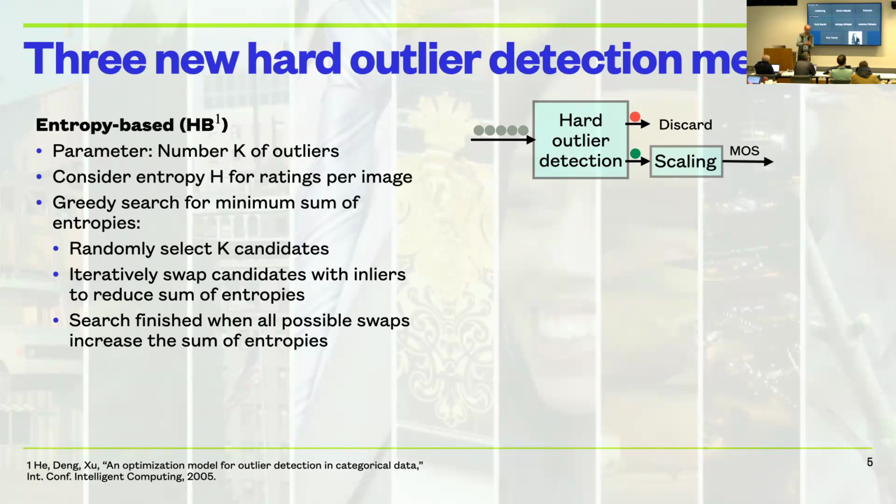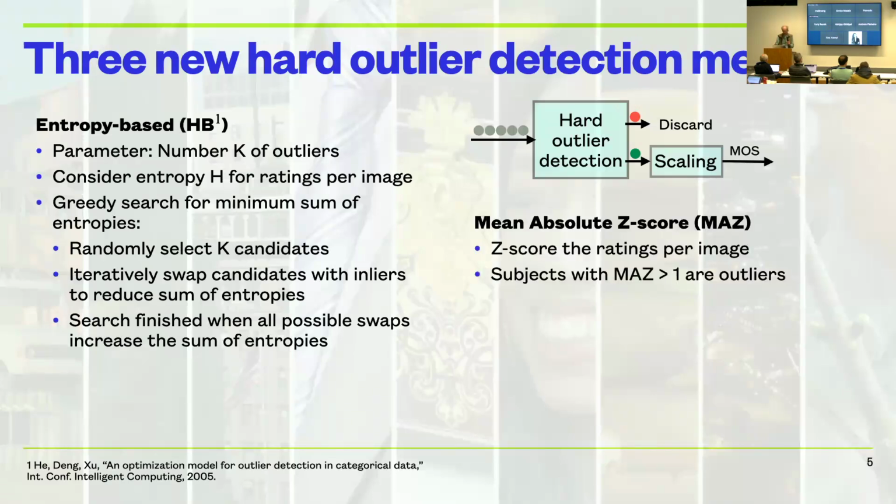And so if you sum up all the entropies for all the stimuli, then you want to minimize this. The search space is the space of all selections of n minus k subjects. So this is computationally intensive, and they proposed a greedy search for this minimum sum of entropies. Okay, here in this work, we proposed another version of a hard outlier detection method, mean absolute z-score.